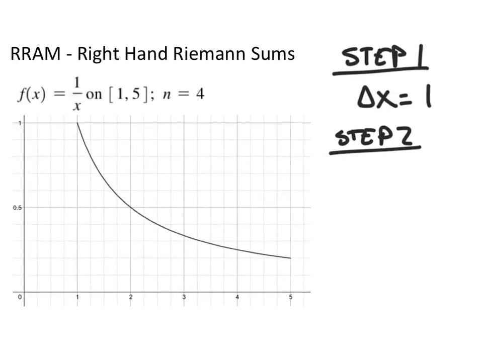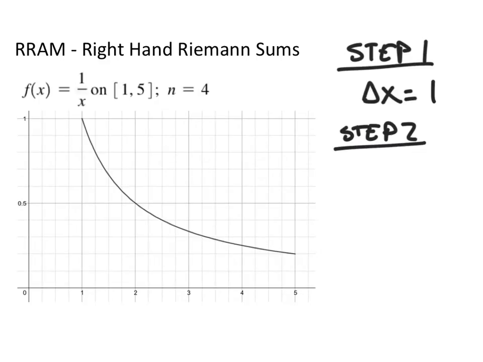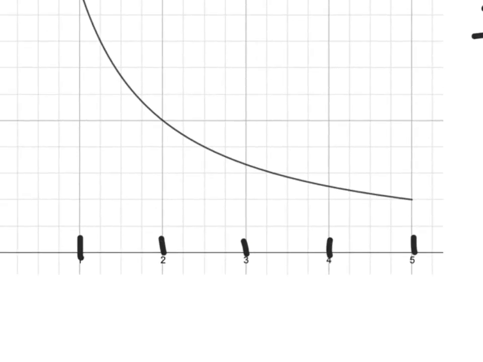Now, before I do that, let's partition this off from 1 to 5, and we want 4 equal spaces. So I'm going to come down here. Each of these spaces has a width of 1, so delta x equals 1, delta x equals 1, delta x equals 1, and delta x equals 1.